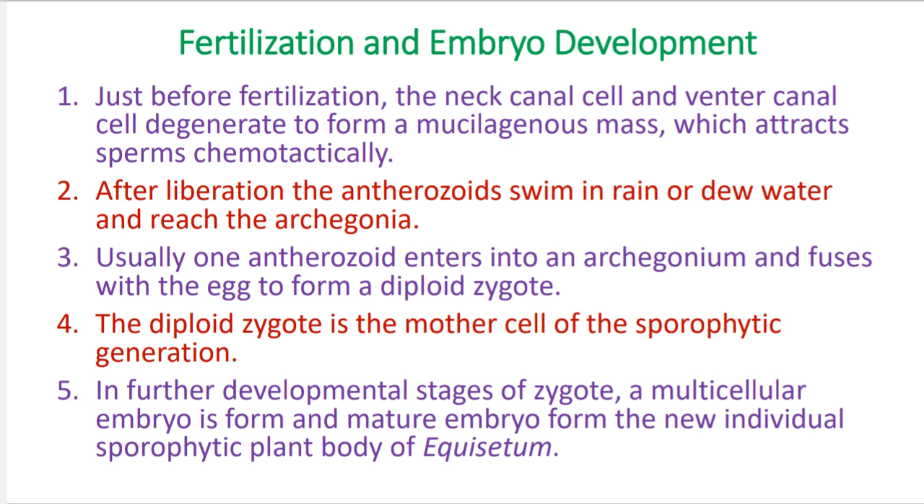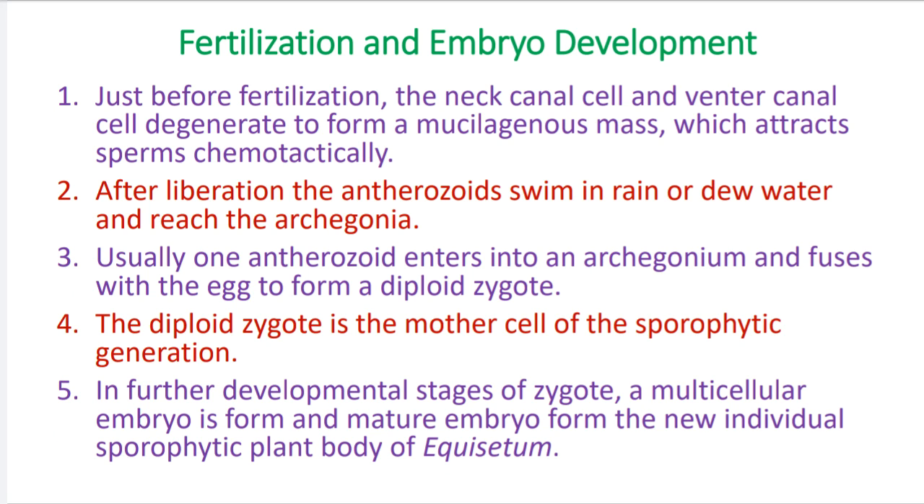Number one, just before fertilization the neck canal cell and venter canal cells degenerate to form a mucilaginous mass which attracts sperm chemotactically. Just before fertilization in the archegonium, the neck canal cells and venter canal cell that are present will degenerate, and here a mucilaginous substance is formed.